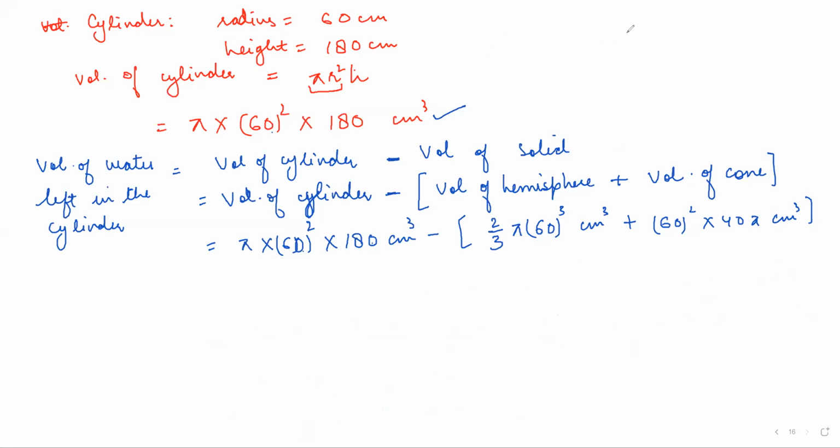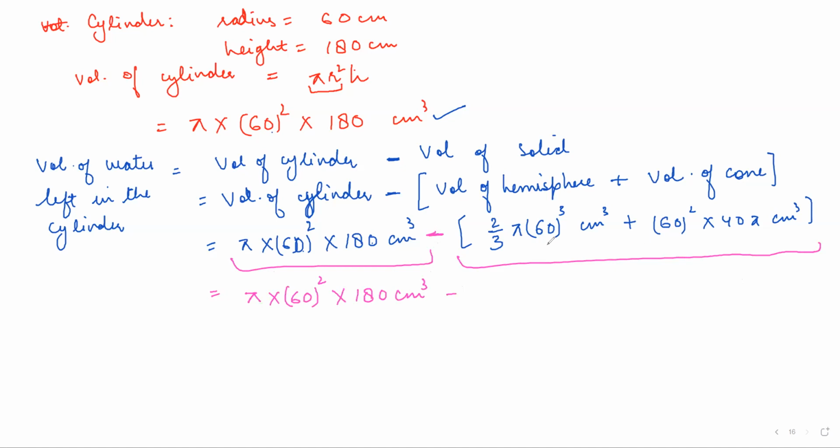Now see here. This is right. So see, this is minus of this, right? So this is like one set and this is another set. Understood? So I should have written it like this. First of all, pi into 60 whole square into 180 centimeter cube, and minus, now from this bracket, let me take out my pi and 60 whole square, and then I'm left with 2 by 3 into 60 and then plus 40. Is that okay?